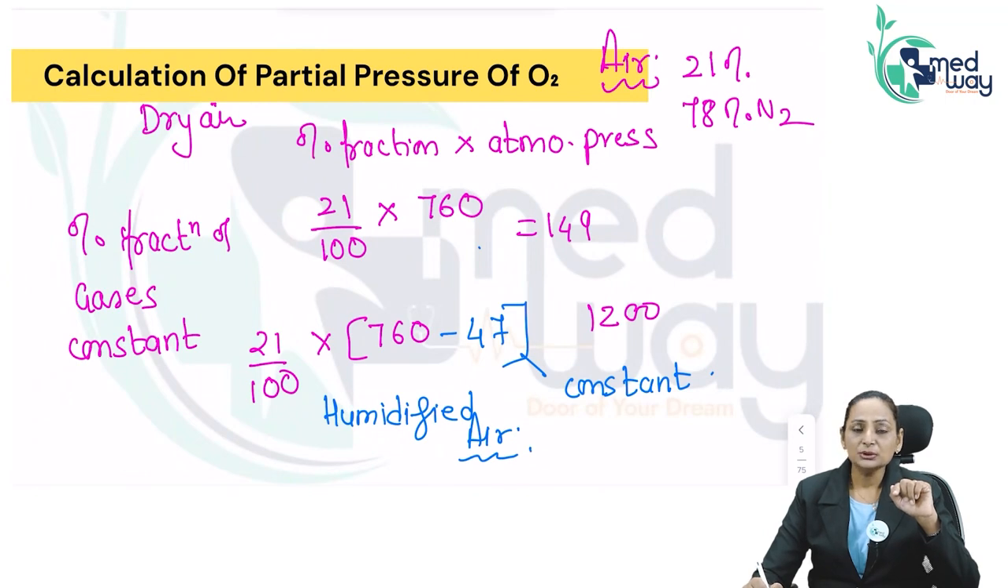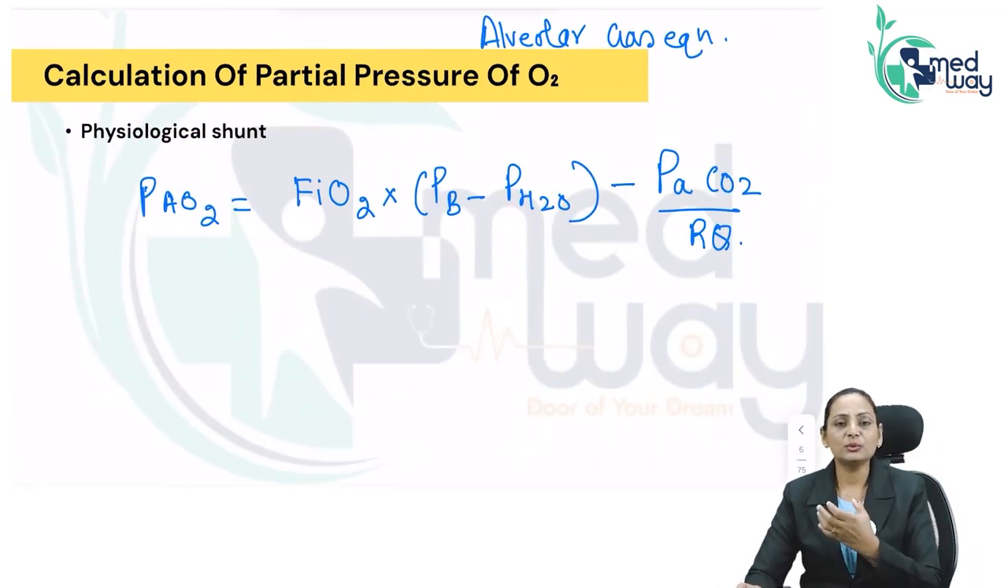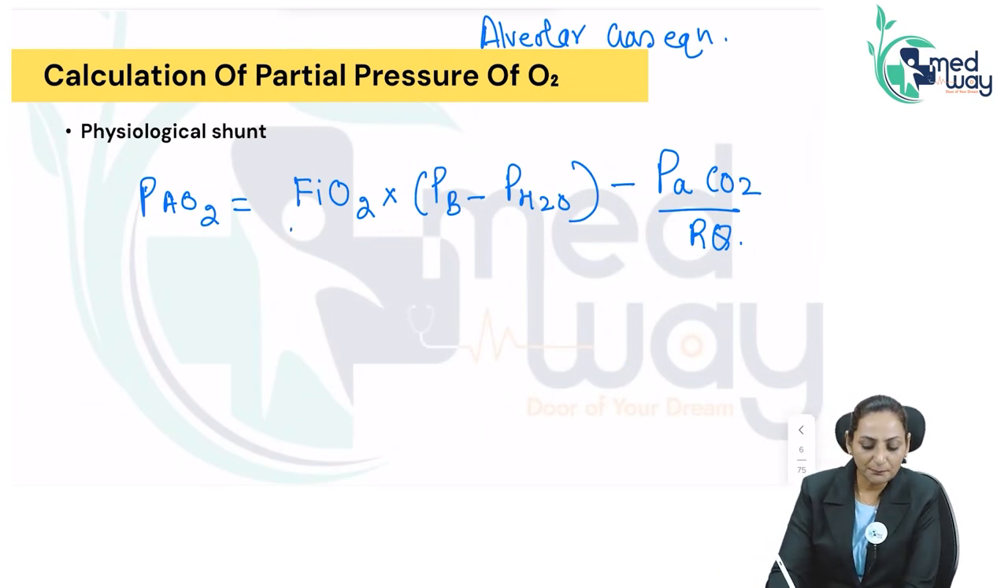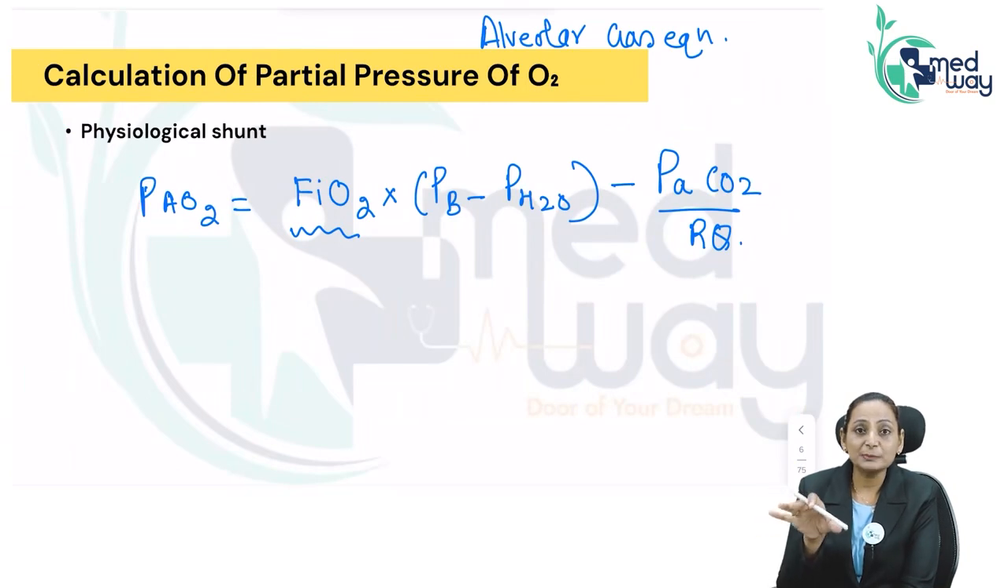And when you come to the inspiration part, you will have to look over to the effect of the humidified air. Now, what happens when you have to calculate the alveolar oxygen or the alveolar gas equation? Same. It is going to be the percent fraction of the gas. FiO2 is the percent fraction of the gas, that is 21 by 100, multiplied by 760 minus water vapor pressure, that is 47. Right? The same thing which we did over here. Now, this has to be subtracted by the arterial carbon dioxide partial pressure divided by RQ, that is respiratory quotient.